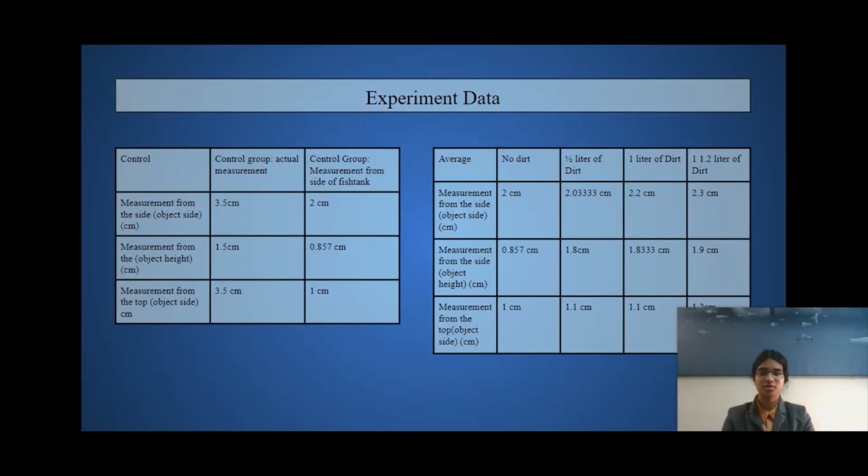As mentioned in the procedure, the measurements of the copper pipe while the experiment was in progress would be taken. On the left, the control group, or the measurements of the copper pipe when there's no dirt present in the system, was taken. On the right, the measurements of the copper pipe during the experiment was taken. As one can see, the different sides and the different amounts of dirt are shown. This is the average of each of the 3 experiment runs.